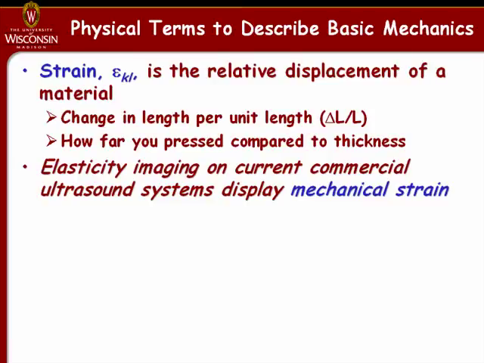Strain is the relative displacement of the material. An engineer might describe it as the change in length per unit length, or how far did you press compared to how thick the tissue was. The elasticity imaging systems currently on the market display mechanical strain. We call them elasticity, but it's truly only the strain part of it.